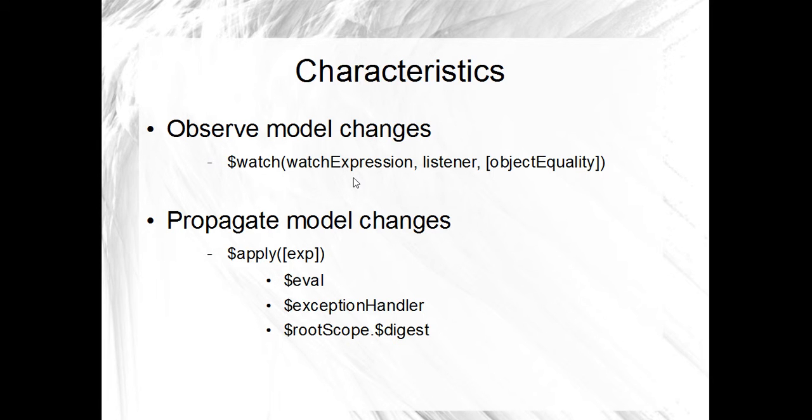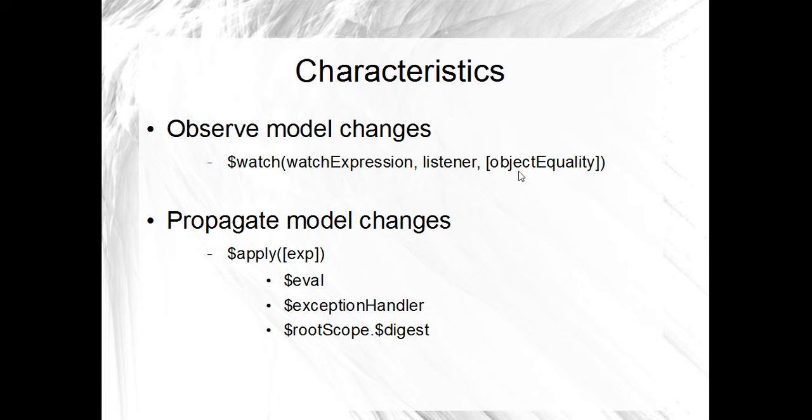The watch expression is called on every call to the digest cycle, and this should return the value which would be watched further. And the listener, which is specified in the second argument here, is called only when the value from the current watch expression and the previous call to the watch expression are not equal.